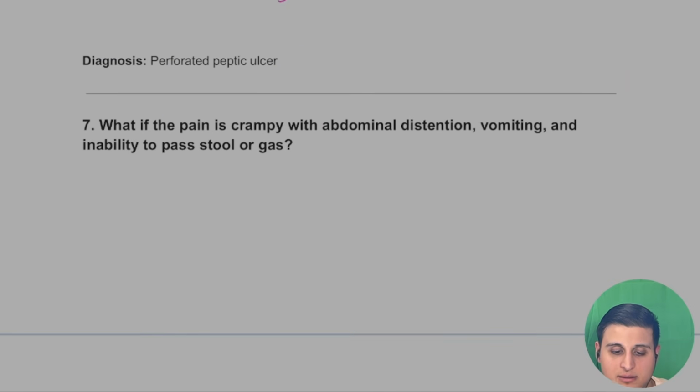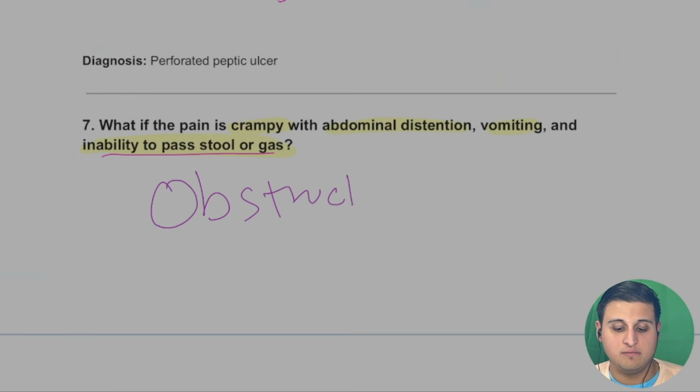All right. Moving on, what if now the pain is crampy with abdominal distension, vomiting, and inability to pass stool or gas? That is a major red flag, right? If we can't pass anything out of our rectum, then we likely have some sort of obstruction, right? An obstruction is very bad because we need to undo this obstruction ASAP to prevent some sort of long term problem, maybe toxic megacolon or something else, right? But with a small bowel obstruction, obstipation is the inability to pass stool or gas, and we need to make sure that they are passing stool and gas as soon as possible.